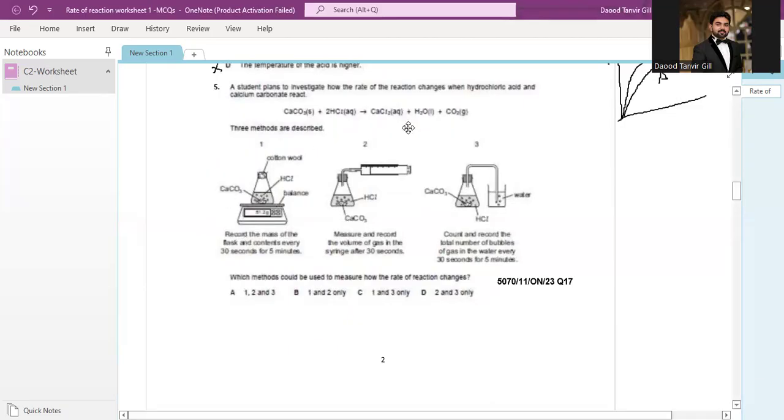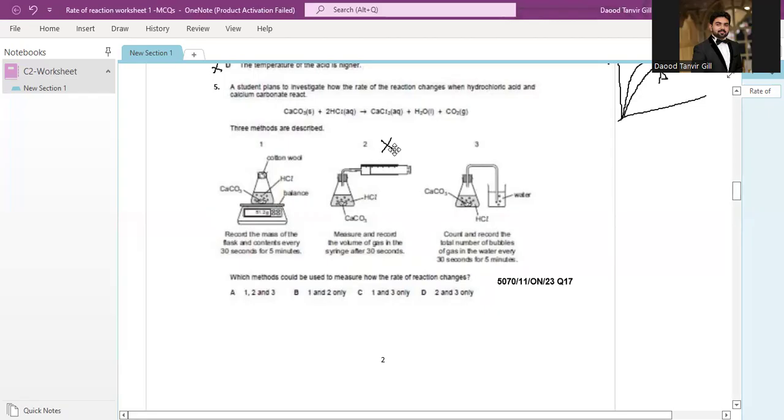And in option number 2, he is basically measuring the volume of gas after every 30 seconds. The problem is that the duration of the experiment is very short. 30 seconds won't give you sufficient readings. So this is not reliable, so we won't go for it.